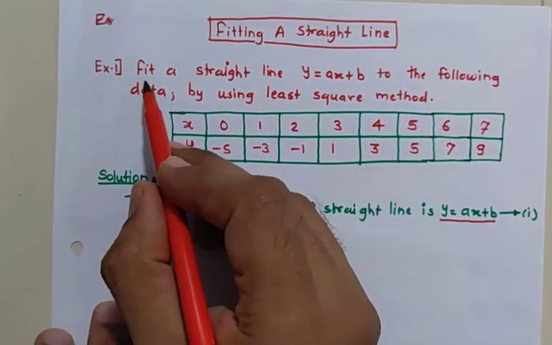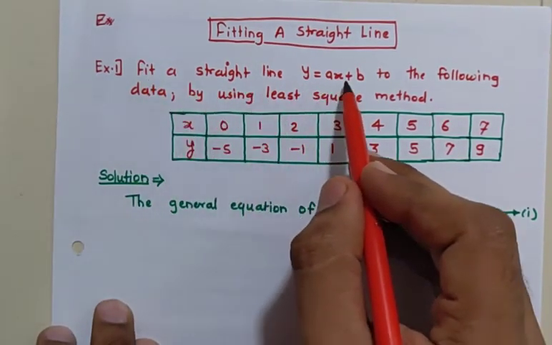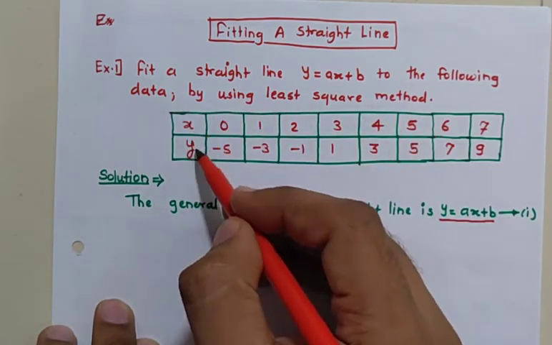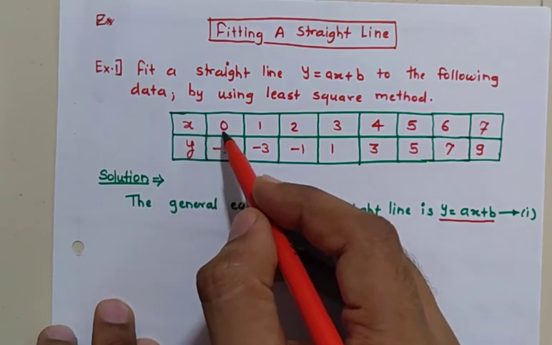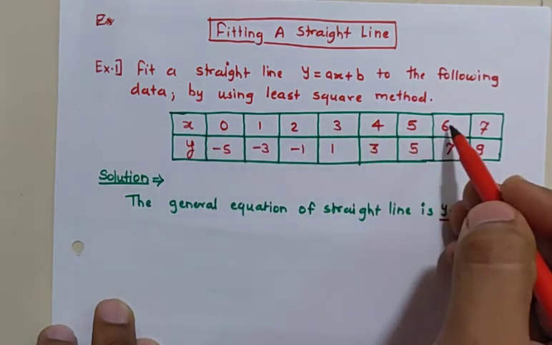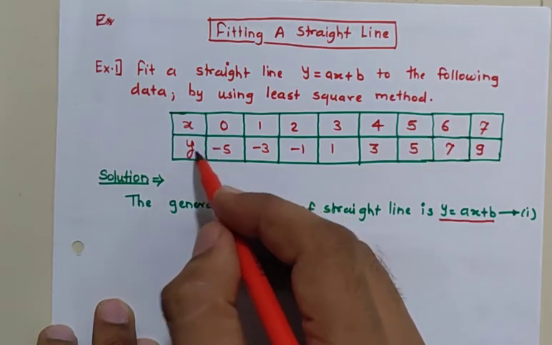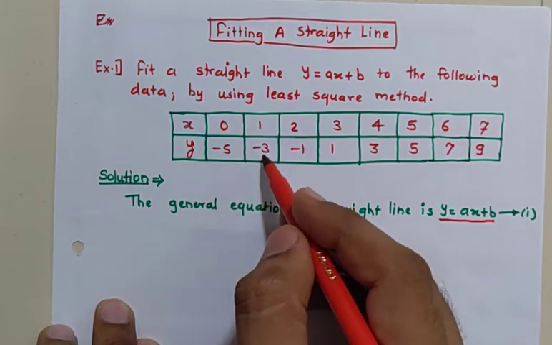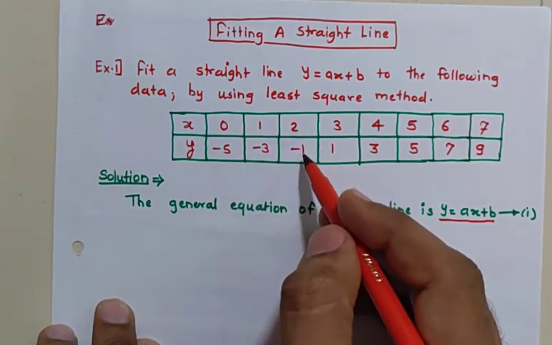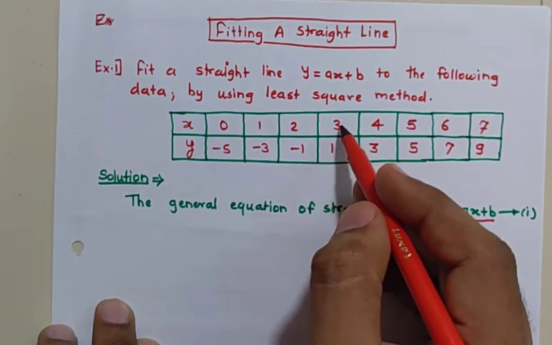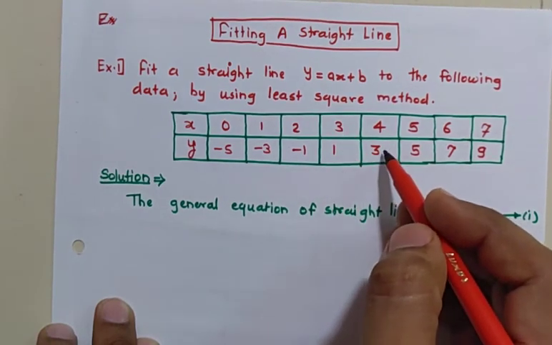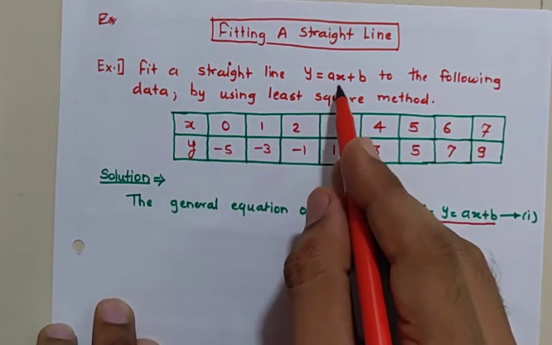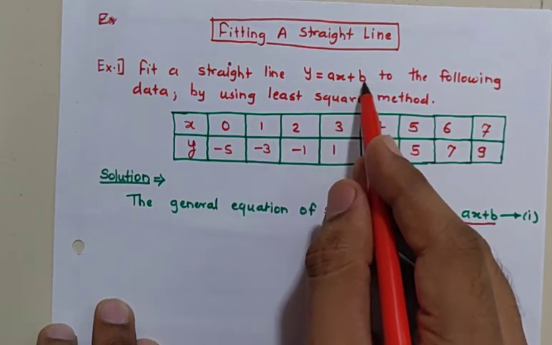Now observe this example. Fit a straight line y is equal to ax plus b to the following data by using the least square method. A set of data points x and y are given. The x values are 0, 1, 2, 3, 4, 5, 6, 7 and the corresponding y values are minus 5 with respect to 0, minus 3 with respect to 1, minus 1 with respect to 2, 1 with respect to 3, then 3, 5, 7, 9. Now here our aim is to determine these constant values a and b.